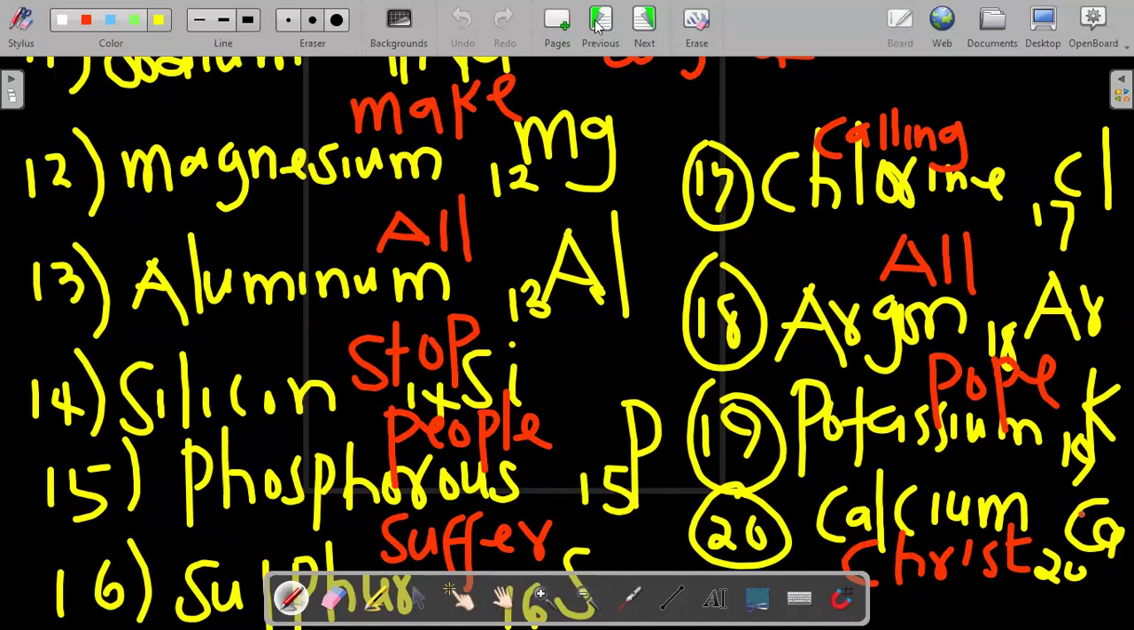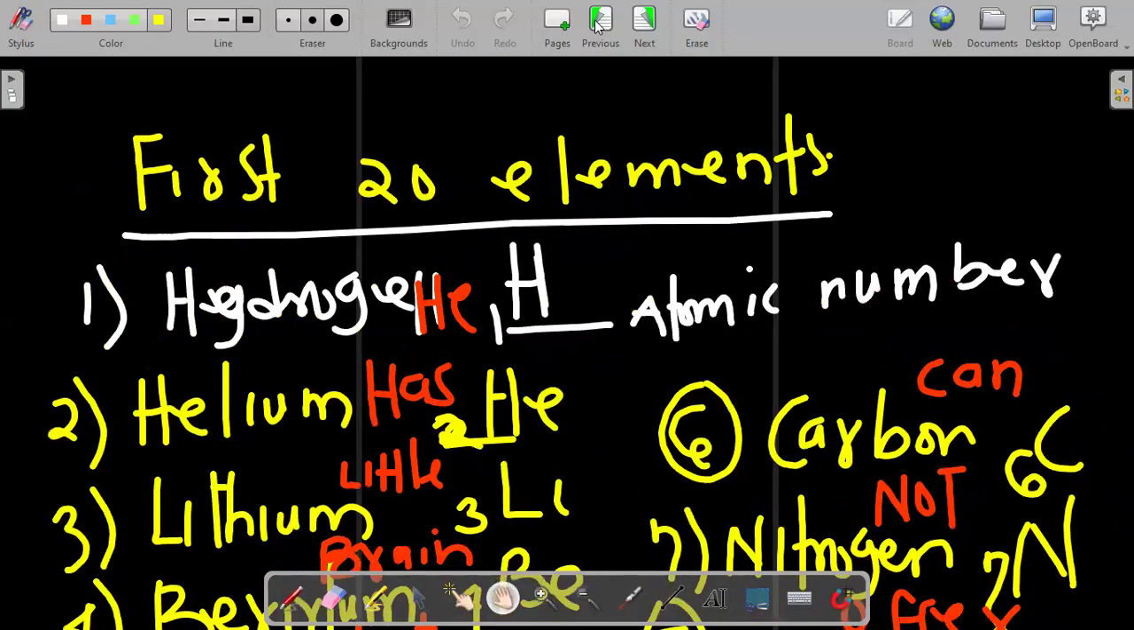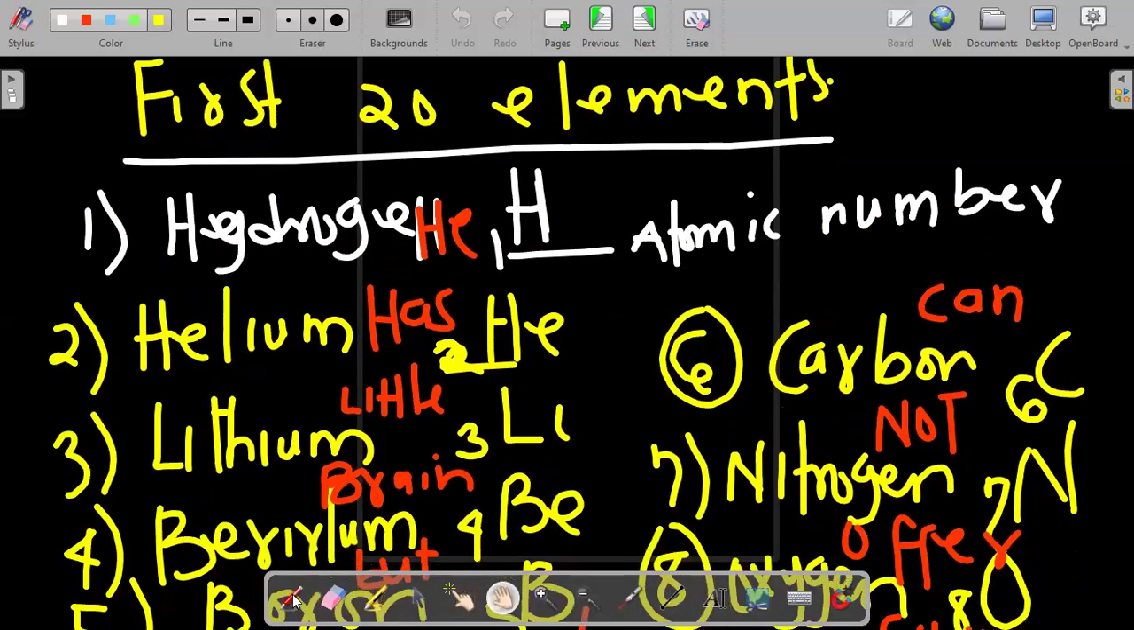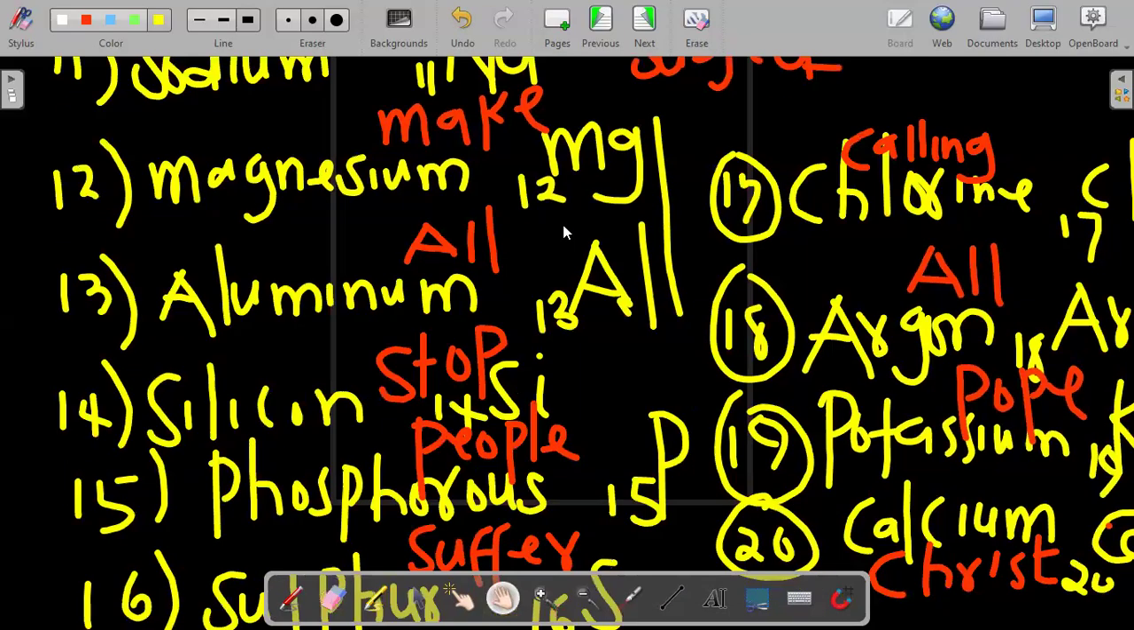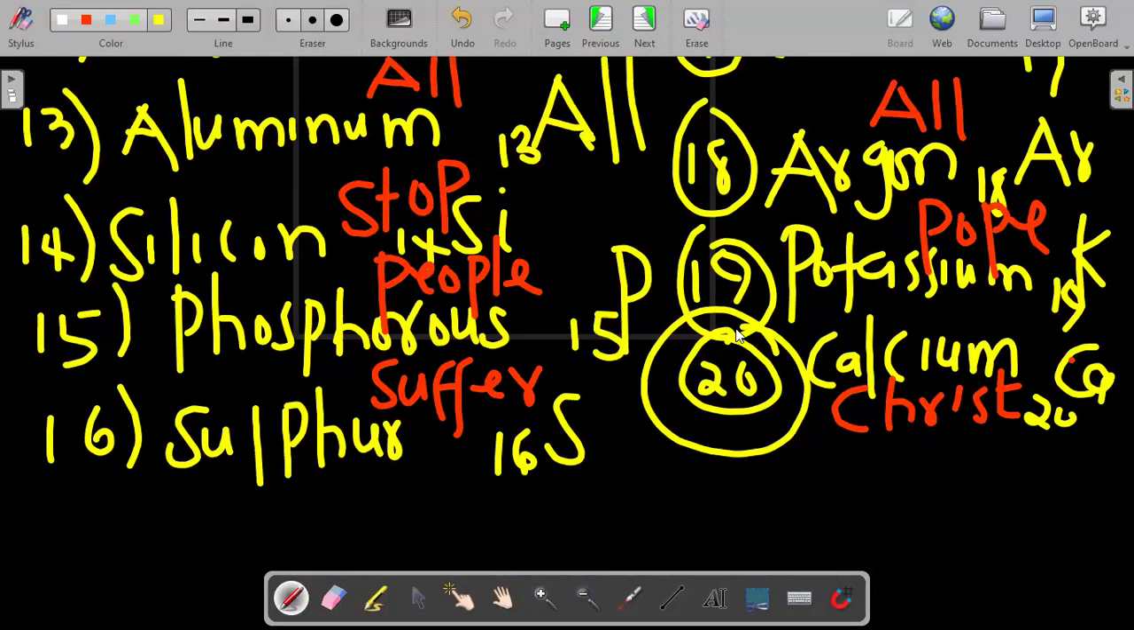The first one here is hydrogen. That's the first 20 elements. And the last one, you can see it here, is calcium, which is the twentieth. The first is hydrogen, the last is calcium.